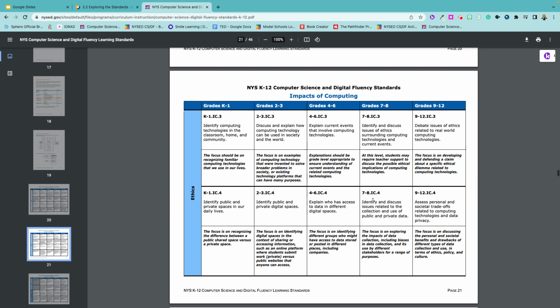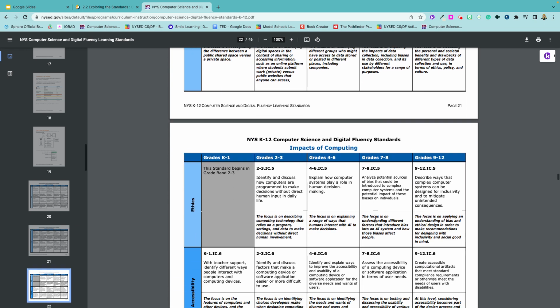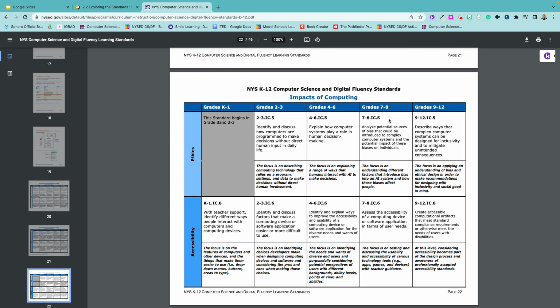As we move into 7-8 IC4, we're talking about identifying and discussing issues related to the collection and use of public and private data. The focus is on exploring the impacts of data collection, including biases in data collection, and its use by different stakeholders for a range of purposes. Here you can take a look at the privacy policies of the programs our students use both inside school and outside school, and take a look at what information they give away whenever they sign into one of those resources.